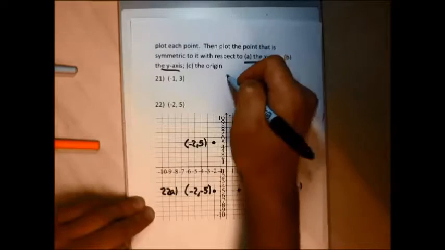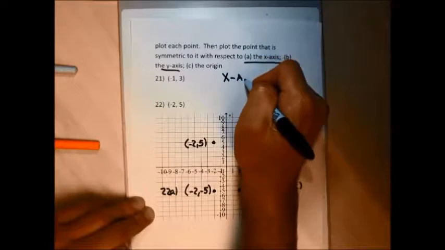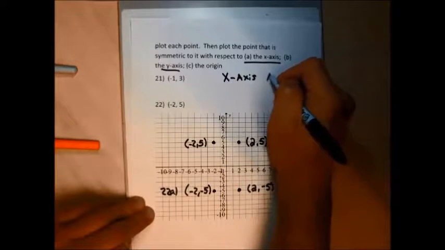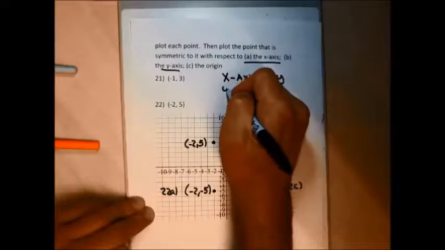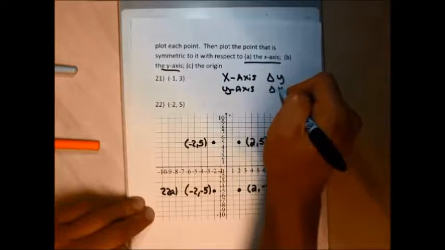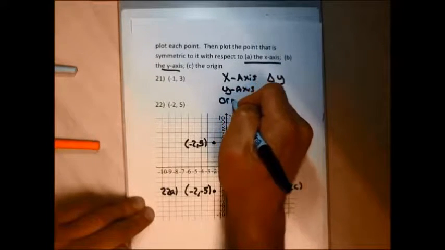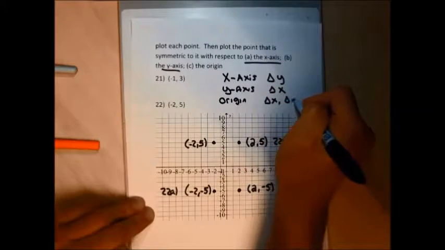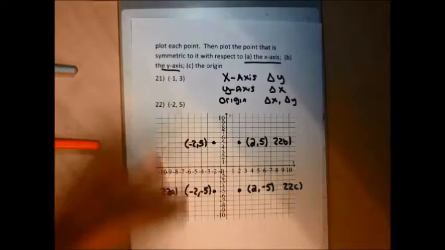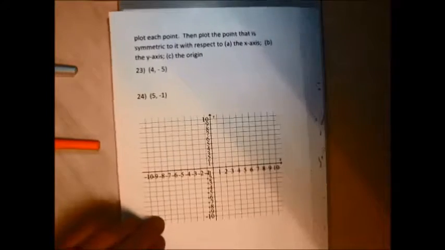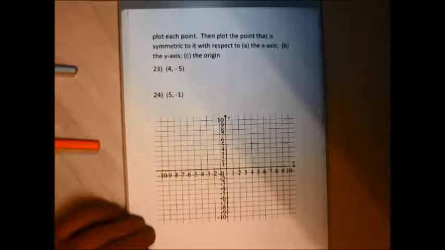Again, for the x-axis point of symmetry, you change the sign of the y. For the y-axis point of symmetry, I change the sign of the x. And for the origin symmetry, I change both the x and the y signs. And your answer is just going to look like that. There's no algebra to show. There are way too many problems like this, but I'll do them because they go fast.